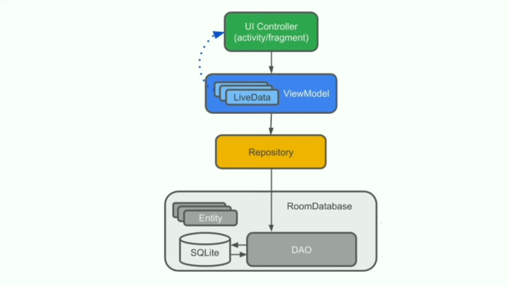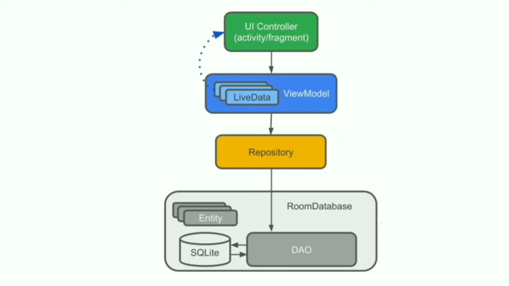Live data. It is a data holder class that follows the observer pattern, which means that it can be observed. It always holds the latest version of data. It notifies the observers when the data has been changed. Live data is lifecycle aware. Live data automatically manages stopping and resuming observation because it's aware of the relevant lifecycle status changes. In our project, the live data instance is created in the ViewModel class file nodesviewmodel.kt.